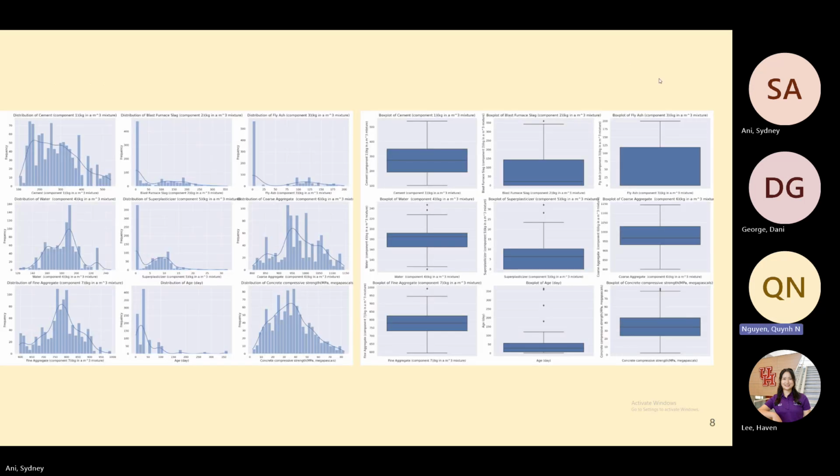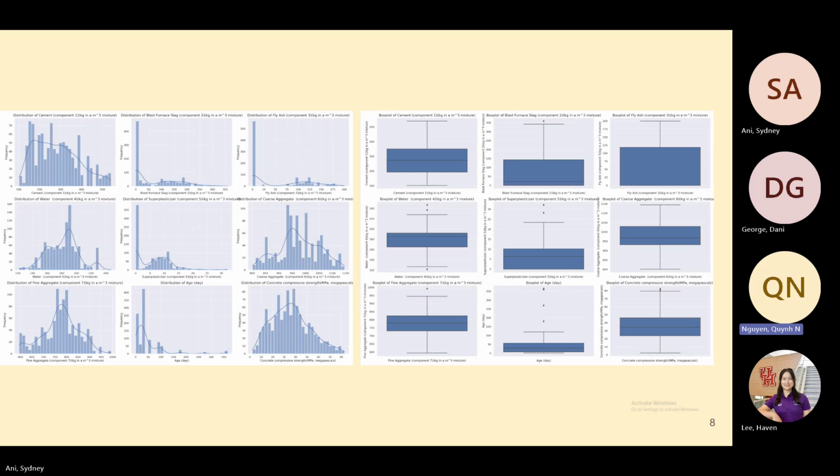In analyzing the UCI dataset using the feature distributions, we found that most samples represent typical 28-day concrete mixes, which contain between 300 and 400 kilograms per cubic meter of cement, between 150 and 200 kilograms of water, and compressive strength mostly ranging from 20 to 60 megapascals.